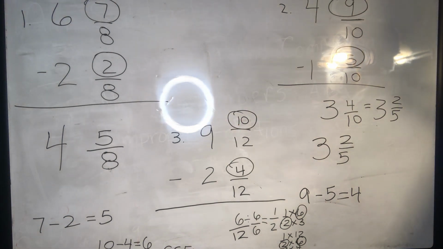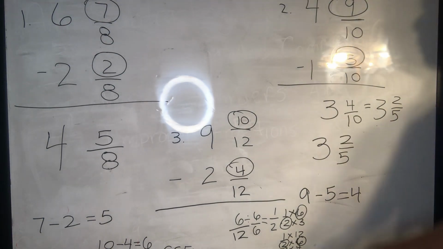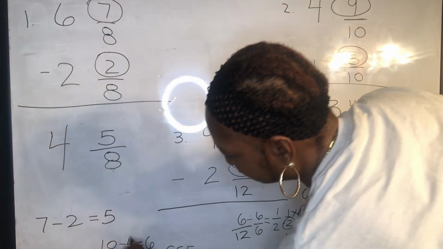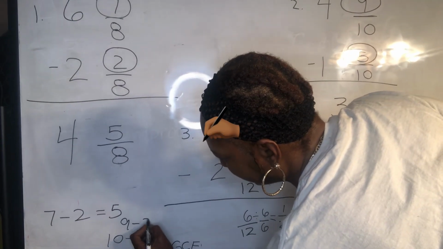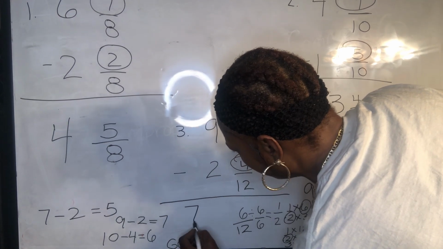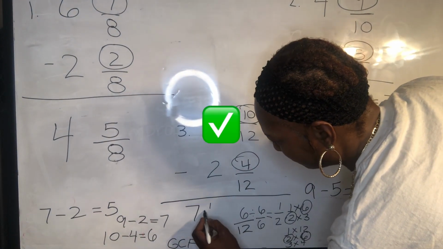So now we're just going to move right along over to our whole number side. And we have another number sentence of 9 take away 2. That's going to give us 7. So our complete answer will be 7 and 1/2.